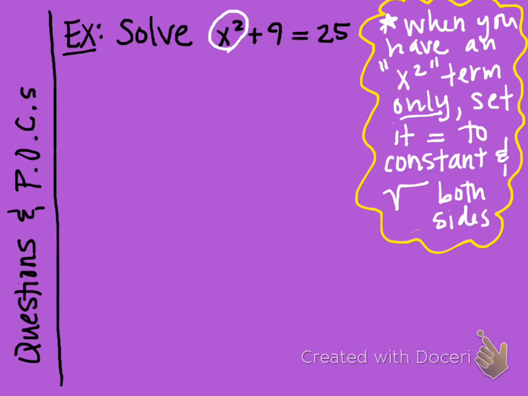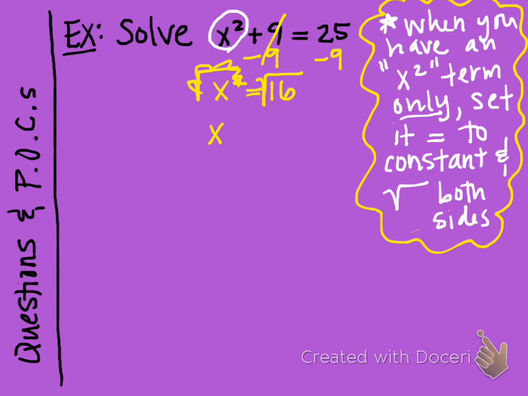I'm going to get the x squared term by itself, everything else on the other side. So the first thing I'm going to do is subtract 9 from both sides. X squared equals 16. Okay, just like I said, now what we're going to do is take the square root of both sides. When I take the square root of something squared, the square root symbol and the square, they undo each other. So these two things kind of go away, and I'm left with just x, right?